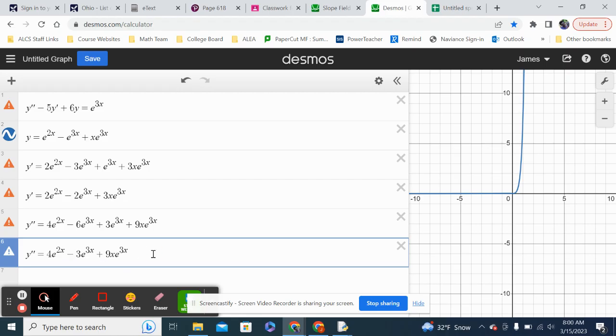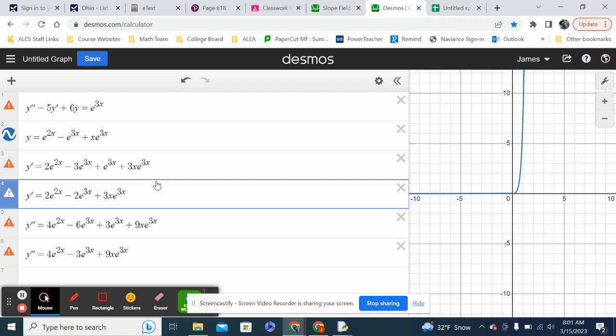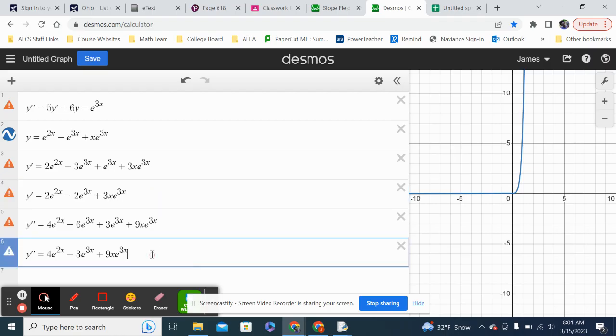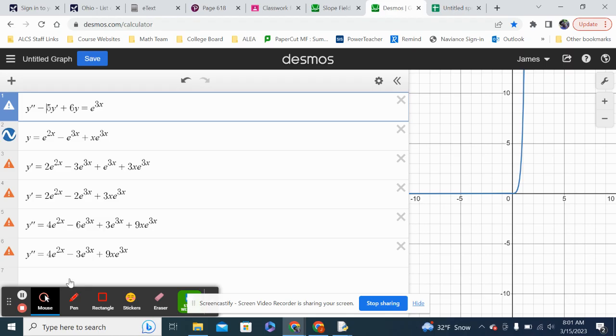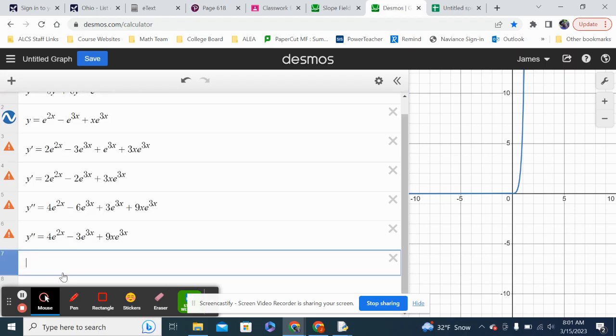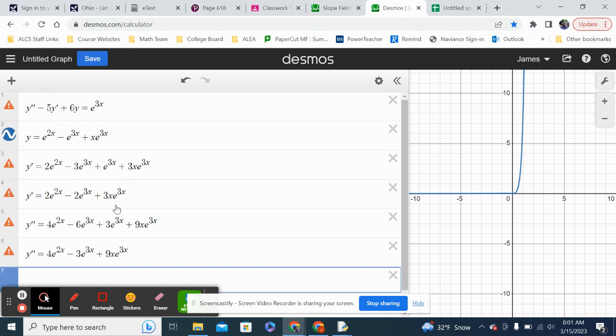Okay. So yeah, once we have that, we have y prime in line 4. I have y double prime in line 6. I have y in line 2. My next step is to just plug all three of those into line 1. And then I'm going to do the work. You probably do it on pencil and paper. It's a little easier. And you're going to show that that makes a true statement.